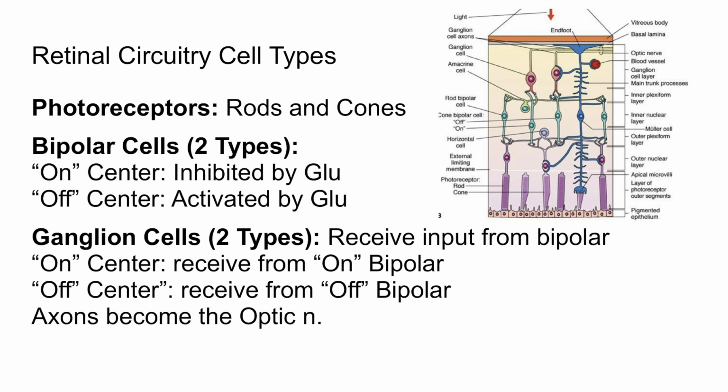So ganglion cells mirror this organization. On-center ganglion cells receive input from on-bipolar cells, and off-center ganglion cells receive input from off-bipolar cells. By the time signals leave the eye, you already have two parallel channels, one that detects increases in light and one that detects decreases in light. This is the foundation of edge detection. Your brain doesn't just see brightness, it sees differences in brightness.